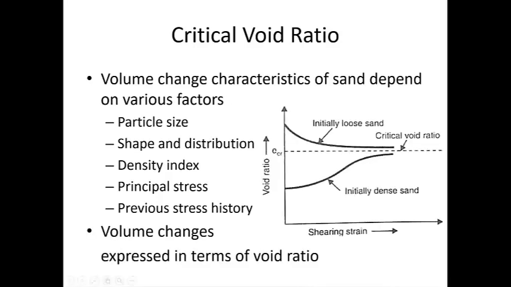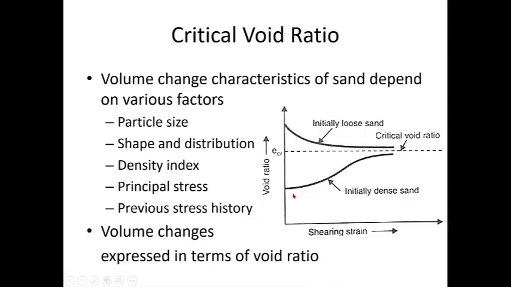So for the time being, let us represent the volume change in terms of void ratio. If you look at this graph, void ratio versus shearing strain, you can see initially dense sand and initially loose sand. Initially loose sand means you have a high void ratio, and dense sand has a low void ratio. Dense sand dilated, and loose sand got compacted. So for initially loose sand, the void ratio keeps on coming down, and it has come to this particular point.